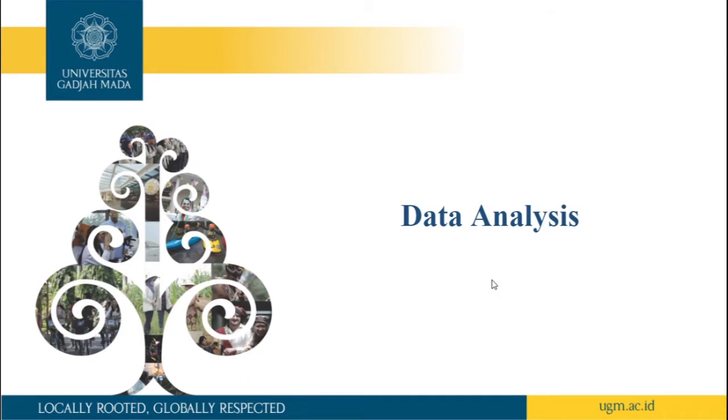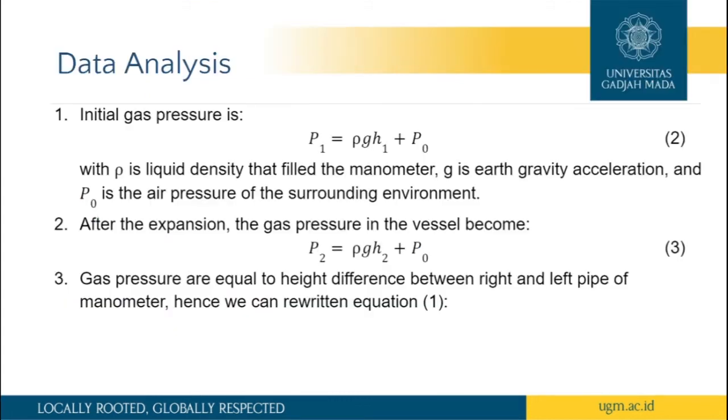In this section, we will talk about the analysis that we use to get the value of the Laplace constant that we need. First thing first, you should know that the initial gas pressure, or P1, is shown by equation number 2. So rho is the liquid density that fills the manometer, g is Earth's gravity acceleration, and P0 is the air pressure of the surrounding environment. So the initial gas pressure, or P1, equals rho times g times H1, the difference in height before the expansion, plus P0.